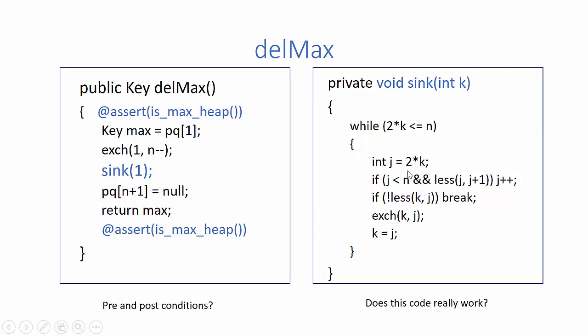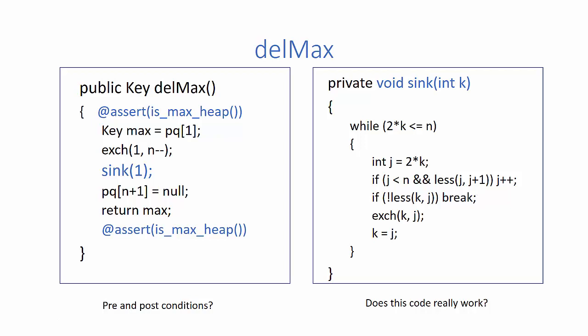So here, what we're saying is, okay, if you're given some j, let's say you're trying to sink k. So k is the element. So 2k is the left child. So we compare the left child to the right child, j plus 1. So if the left child is less than the right child, we have to compare with the right child, right?